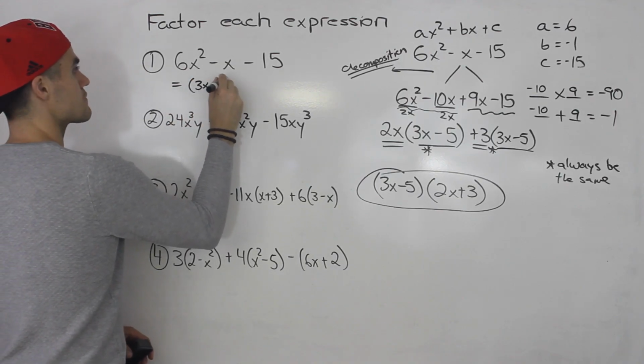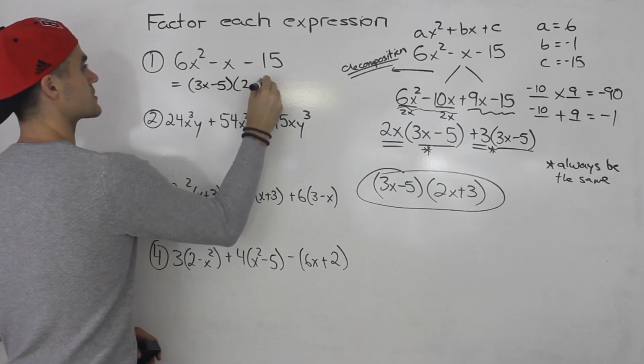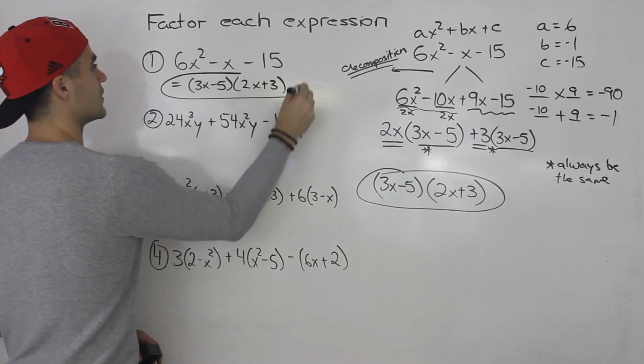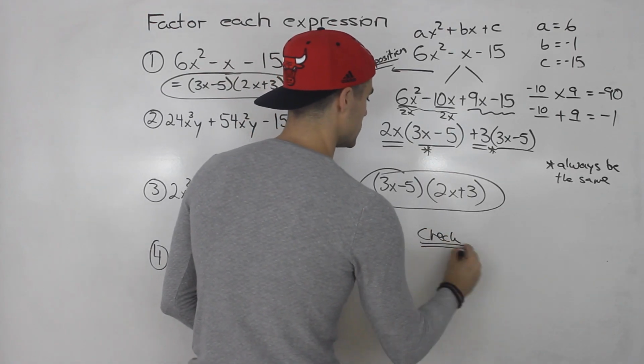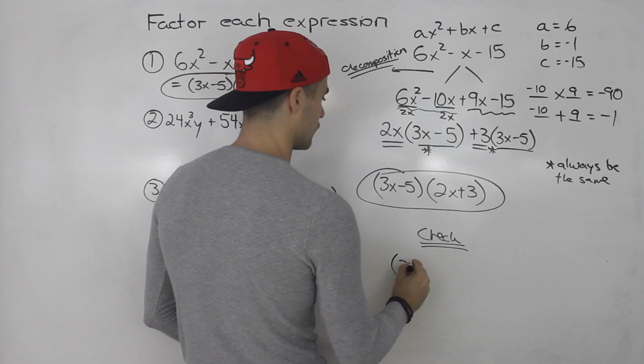So let's write that up here: 3x minus 5, 2x plus 3. Now you can also check your answer. The way you could check is you can FOIL these out.